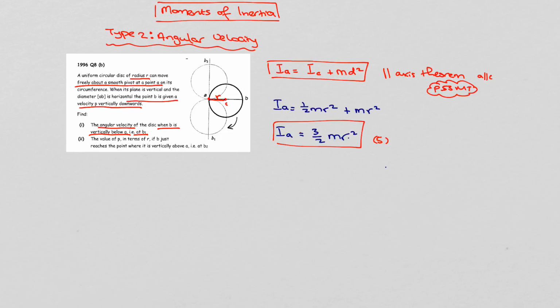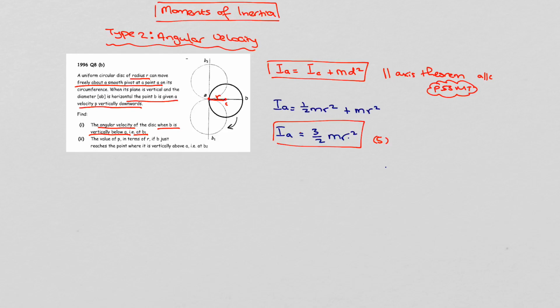Okay, so now we have our moment of inertia, we have to figure out how we're going to get our angular velocity. For our angular velocity, we need to be looking at our energy. In other words, our energy before should be equal to our energy after. So we have to look at our starting position and our ending position. We're trying to find the angular velocity of the disk when B is vertically below A, given that it starts with its plane vertical and the diameter horizontal. The point B is given a velocity P vertically downwards.